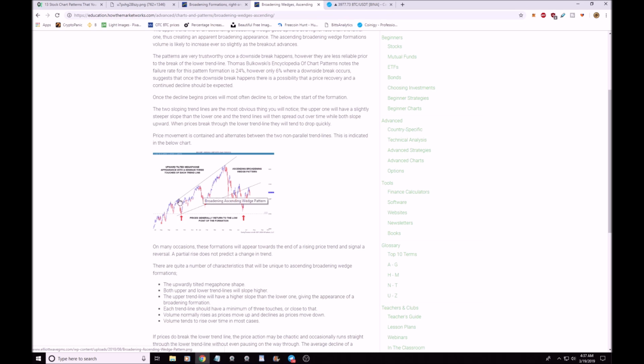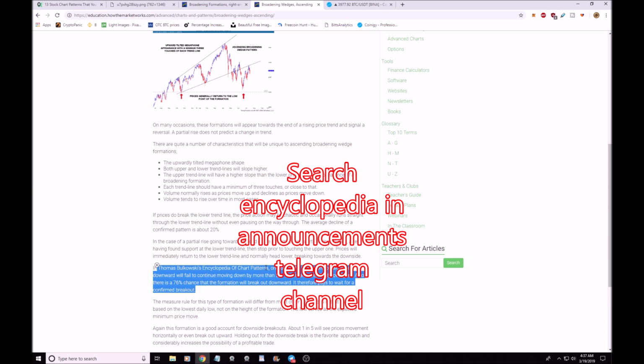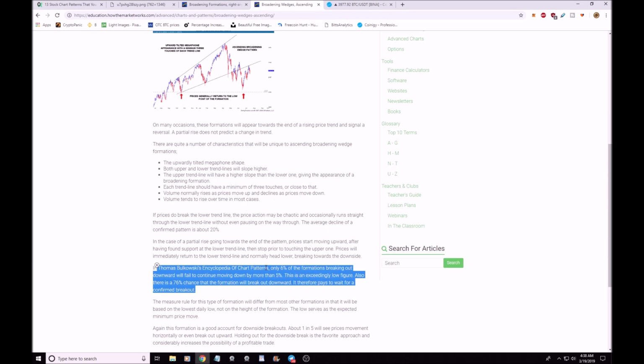So here you can see you've got this broadening wedge. It's kind of a backwards triangle, if you will. So the interesting thing to know here, and the PDF of this book you can search in the announcements: Thomas Bulkowski's Encyclopedia of Chart Patterns. You can download the PDF, keep it on a tablet, keep it on your computer, somewhere that's easy to use. Most of these books, you can get them on eBay used for less than $5, a lot of them. So this one might be a little bit more because it's about 1,000 pages.